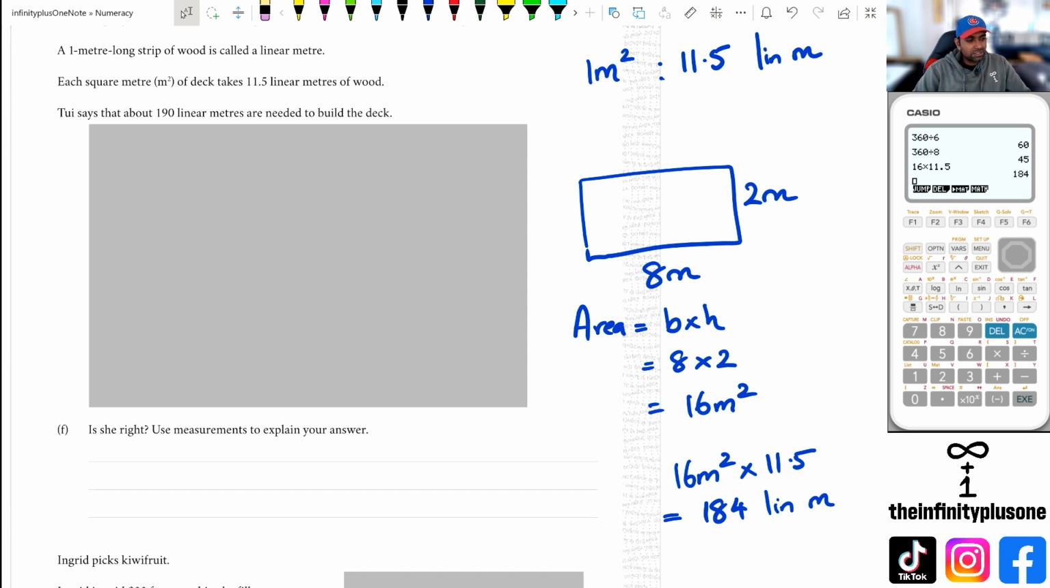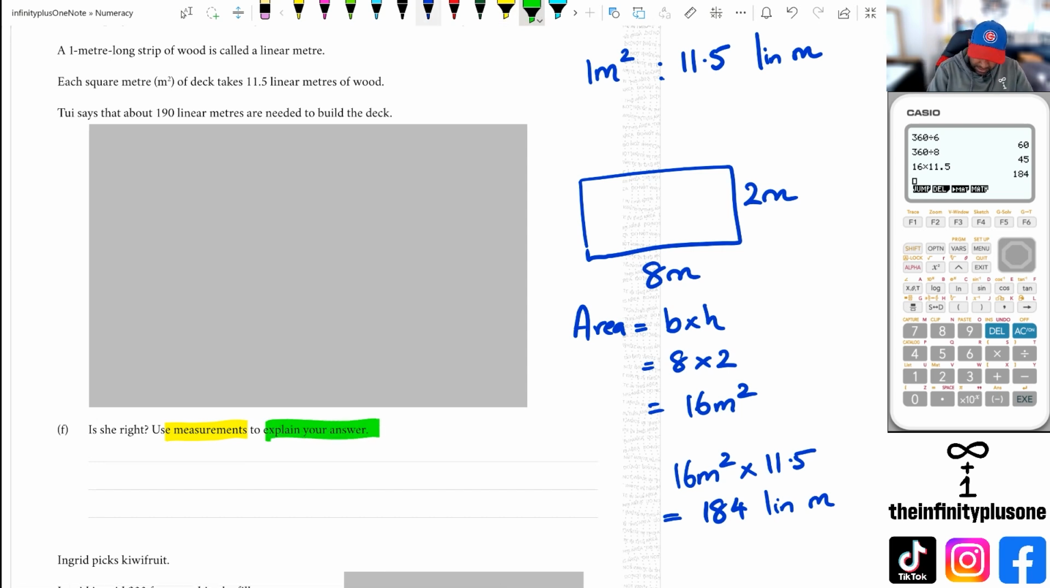So you could actually say that as well, and you might also say something along the lines of, you might use 190 because she might waste some wood or something like that, right? Just remember that with these ones, the key part is not just using the measurements to explain your answer, but also the key part is to explain your answer.